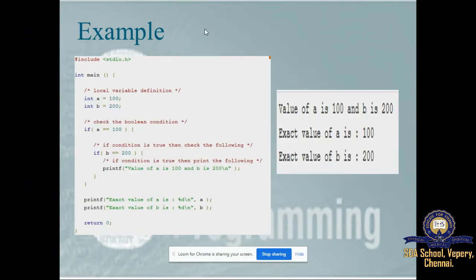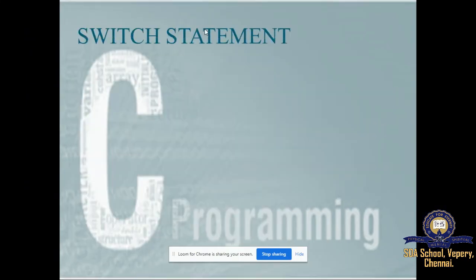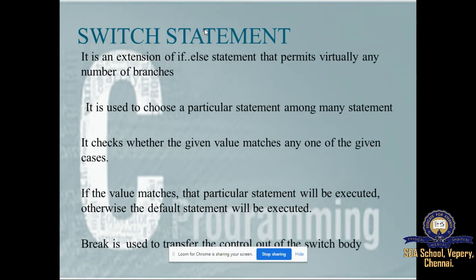Fine. So the next type is the switch statement. The next type of selection control structure you have is the switch statement. So it is nothing but an extension of the if else statement that permits any number of branches. So instead of having one single branch, you are going to go for multiple branches. So it is used to choose a particular statement among the many statements. You have many options. You can choose any one.